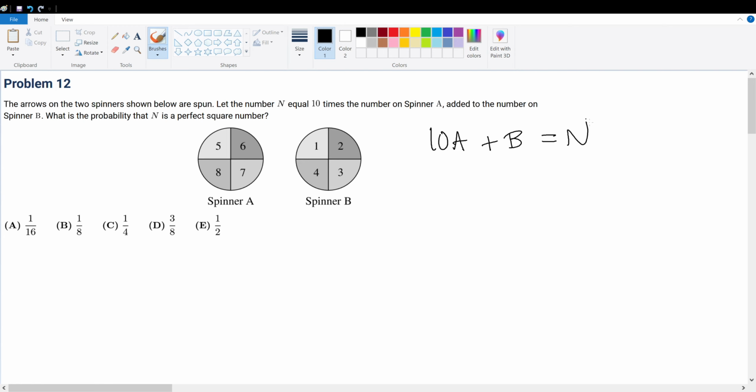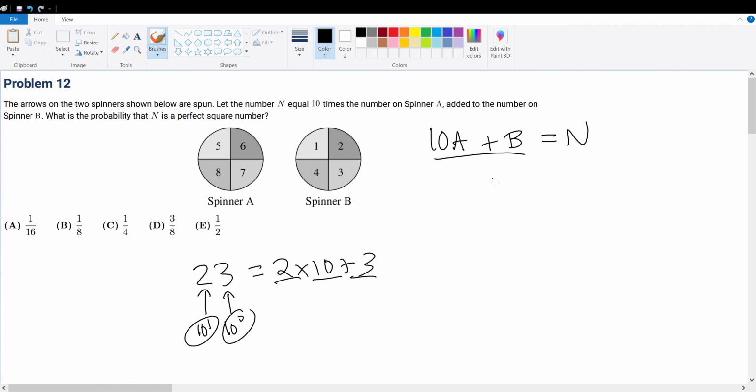So, first of all, how do we express 23 in terms of the sum of numbers? Well, that's equal to 2 times 10 plus 3. The idea here is that this place is 10 to the 0, and this spot is 10 to the first. So if we want to expand it, that's 2 times 10 to the first plus 3 times 10 to the 0. Wait a minute, what does 10a plus b look like?